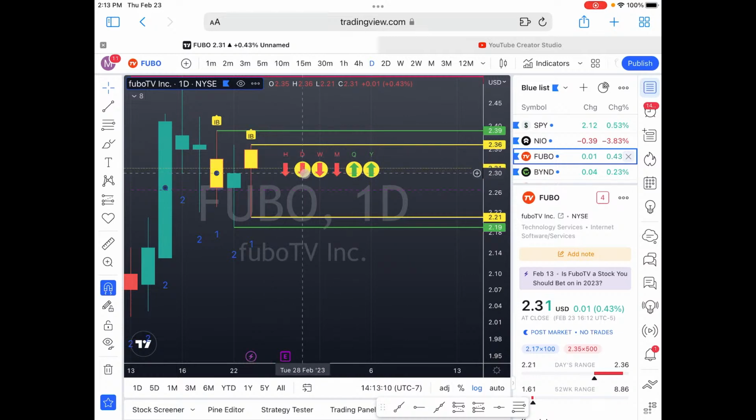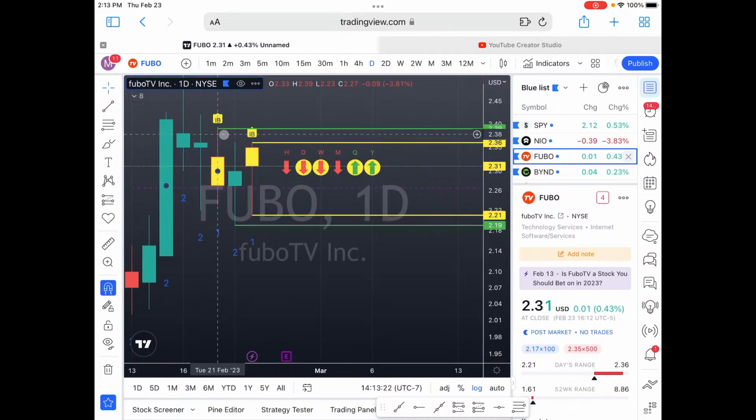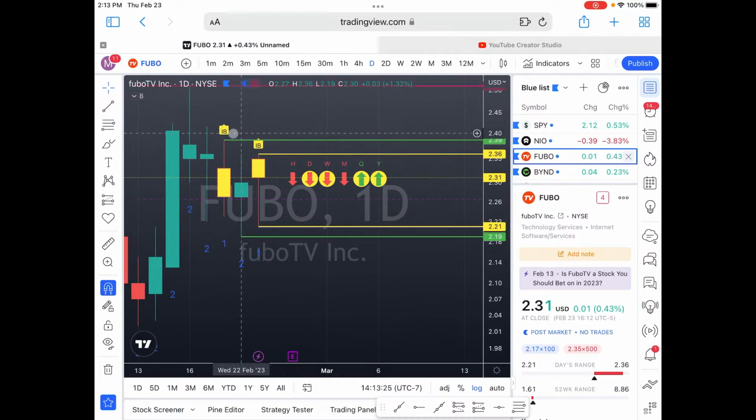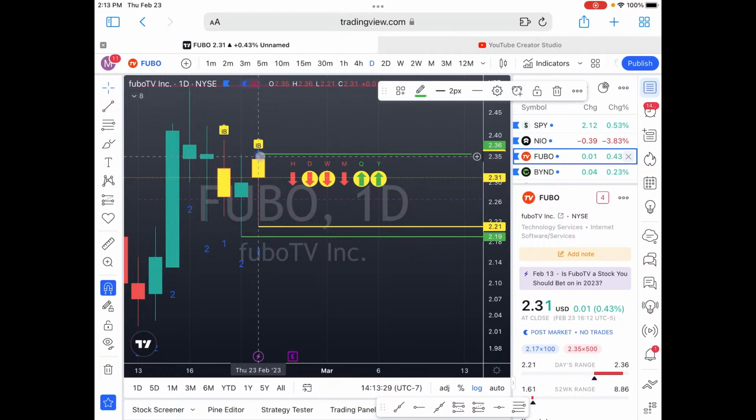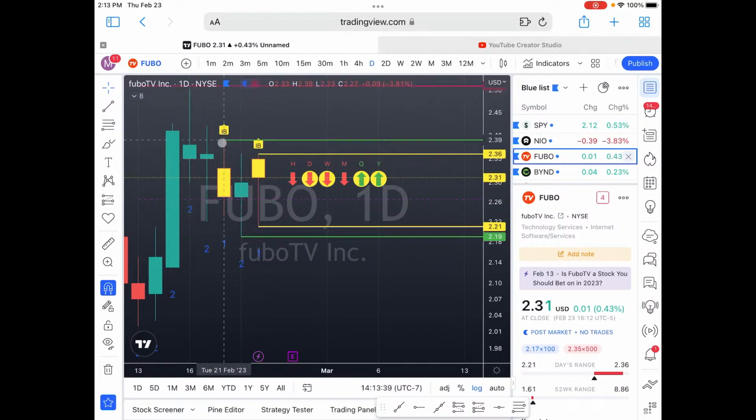So we can look at for calls at 236, puts at 221, and then the targets just go to the highs and the lows of the previous candle. The problem with the high for this one is if we go and take this target and put it to this candle, right? Let's highlight that, put it there. It is exactly the same. Okay? So the highs of this preceding candle and the inside bar candle are the same. So then we would just move that to the next highest wick like so. So that's the setup on Fubo.